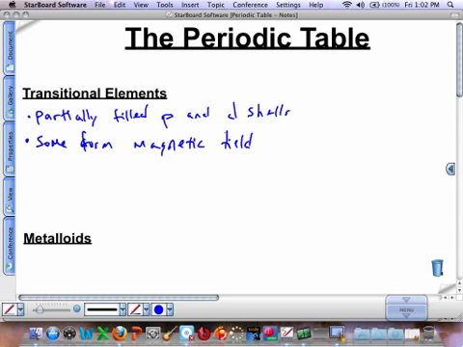In fact, if it wasn't for the iron in our core, we wouldn't have a magnetic field. And if we didn't have a magnetic field, you guys wouldn't have cell phones.